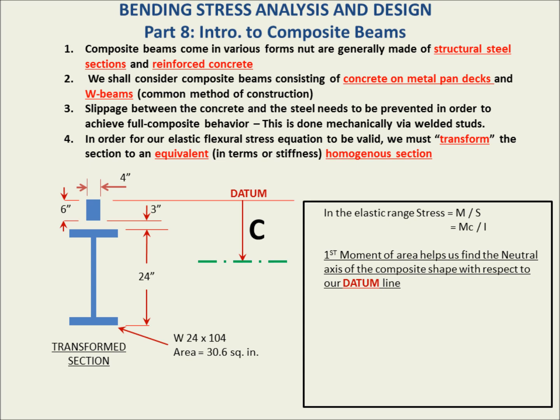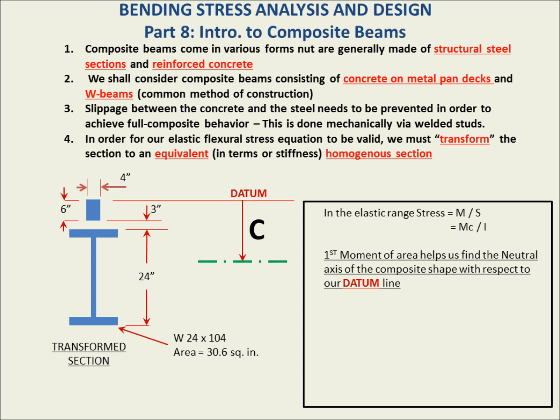We establish a datum, and as we stated, the first moment of area helps us find the neutral axis of a composite shape with respect to our datum. The way the process goes is as follows. We state that the distance from the datum to the center of gravity of this distribution, let's call that C, the distance from the datum line on top right there to the neutral axis represented by that green line, is C.